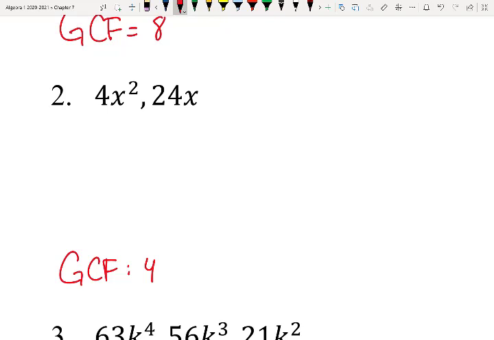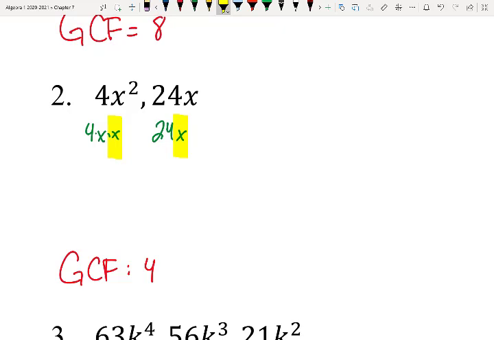The trickier part here is the variable side of things. When we're looking at the variable side of things, we're looking for the biggest exponent. So since they both have the same variable, x, we have to look and see what's the most x's that they have in common. If you need to, you can write this out. If you want to write 4x squared as 4 times x times x, and then 24x is just 24 times x, you can look and see this first one has 2 x's, but this second term only has 1 x. So they only have a single x in common.